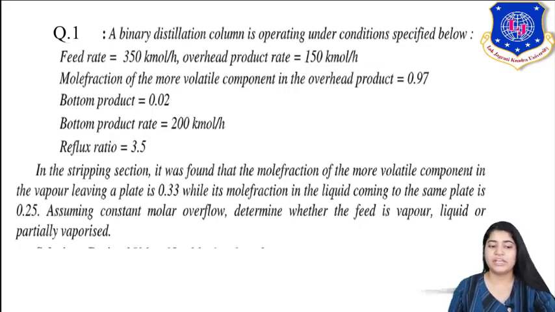Now read this carefully. In the stripping section, it was found that the mole fraction of more volatile component in the vapor leaving a plate is 0.33, while its mole fraction in the liquid coming to the same plate is 0.25. Assuming constant molar overflow, determine whether the feed is vapor, liquid or partially vaporized. So the data 0.33 and 0.25 is for the stripping section. Hence you have to use the operating line equation of the stripping section. We have to find whether the feed is vapor, liquid or partially vaporized. It means you have to find the q value.